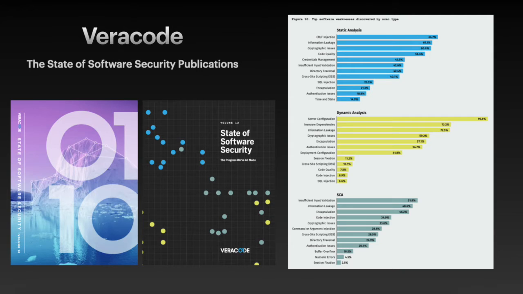In terms of software vulnerabilities, VRCode's State of Software Security report this year showed that in different scans such as static and dynamic, injection, information leakage, cryptographic issues, code quality, server configuration, insecure dependencies, input validation, and encapsulation are some commonly recurring weaknesses.